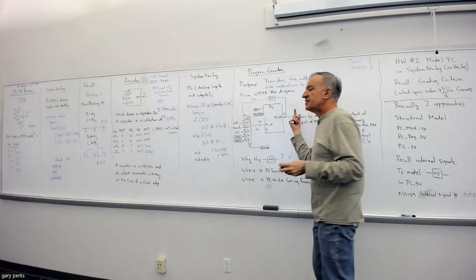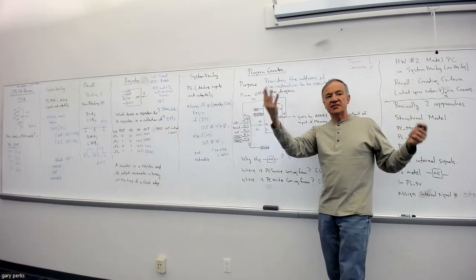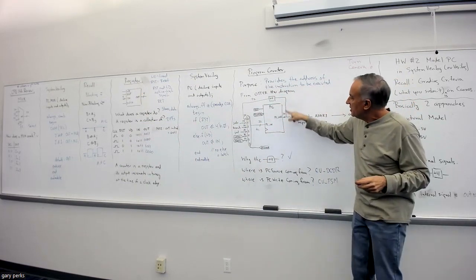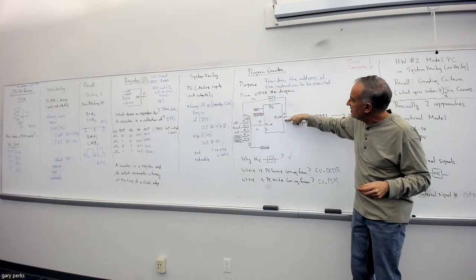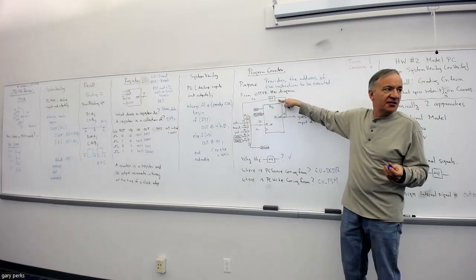Now, if you're connecting a higher level output or a higher level input to something, you don't need the internal signal. So for example, this connection here from PC out to the other side of this block doesn't need an internal signal.